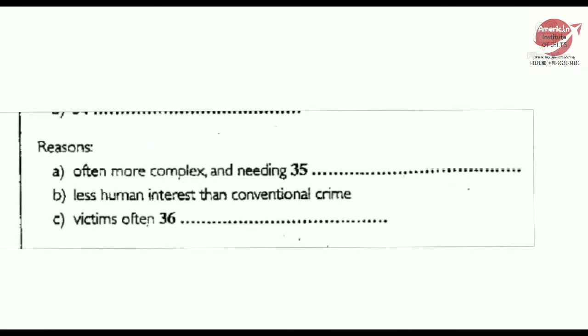So: reasons, often more complex, and needing dash. Here you are actually finding reasons of something. The reasons are complex, and for that you need something. You needing means you need a noun in this case, in question number 35. Second point: less human interest than conventional crime. This particular story is about a crime where people have less interest in comparison to conventional crime. And victims often dash. In this case you need a verb. Prediction says victims often don't come to know, often don't know, like that.